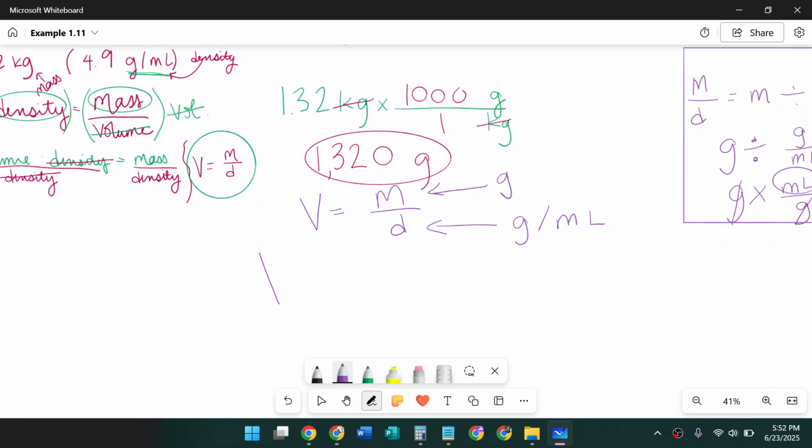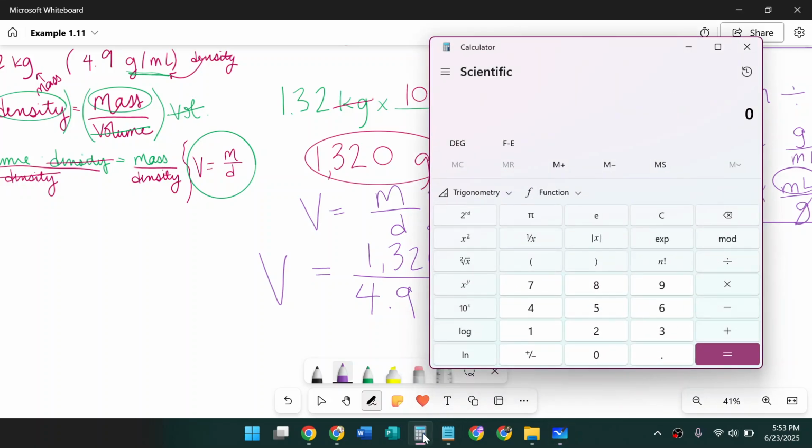So let's put in our numbers. Our mass is 1,320 grams. Our density is 4.9 grams per milliliter. And on the bottom of the fraction, this gram and this gram will cancel, and the milliliter will become our unit on the top, because it's like on the bottom of a fraction on the bottom of a fraction, and two bottoms of a fraction kind of cancel out to make a not a fraction. All right, so I'm going to just put this into my calculator. 1320 divided by 4.9.